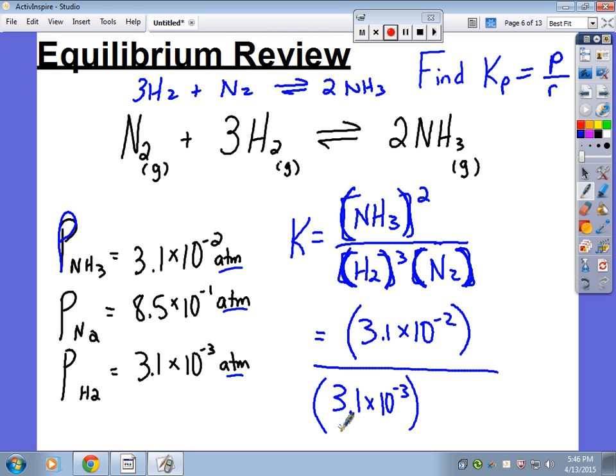And what do my directions tell me to do? Cube it. And here is 8.5 times 10 to the minus 1, and put it in brackets. Why again? Oh, because it's in atmospheres. Now if I actually solve this and plug things in and do my math, I get 3.8 times 10 to the fourth. That's my answer. So my value is 3.8 times 10 to the 4th.